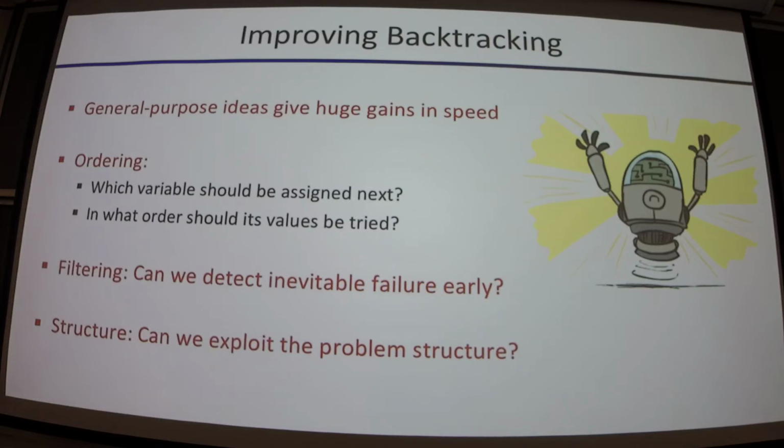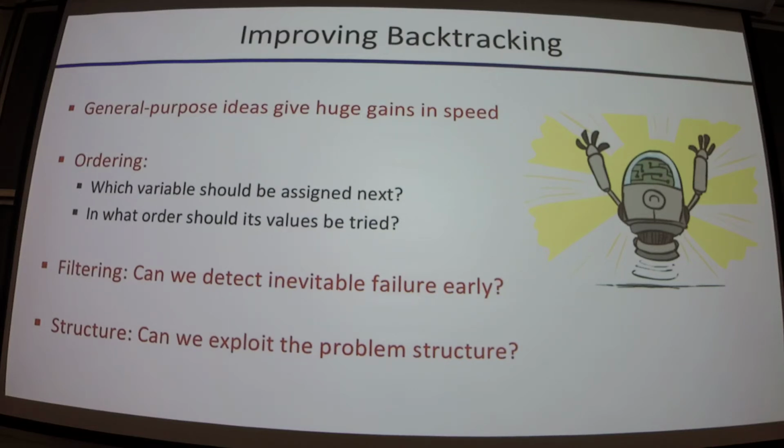The second is filtering. Can we detect inevitable failure early? We've kind of started that process, right? But there's better ways to do that. We're going to talk about that next. Then there's also structure, which I hinted at the beginning, which is, can we exploit some graph structure properties of our constraint graph in order to speed this process up? And we'll talk about that, I believe, probably on Thursday.